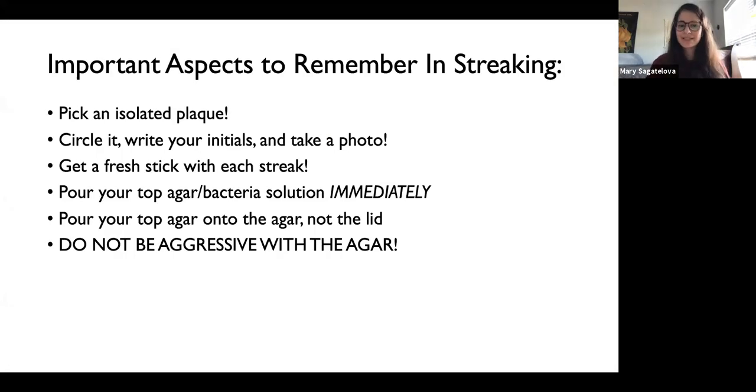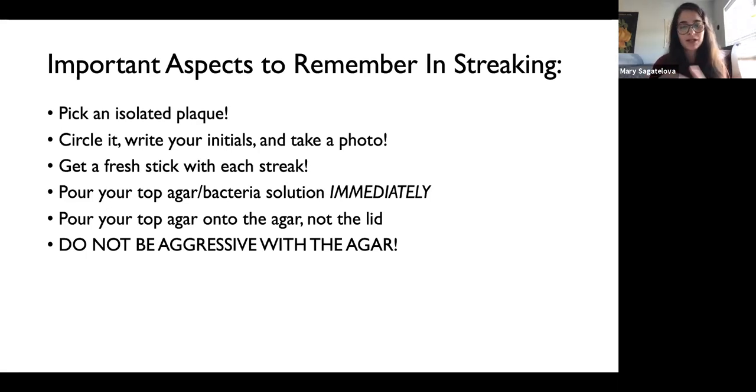So important aspects to remember. This has not changed over the last 2 weeks, but I really want to make sure we're emphasizing these. You're going to pick an isolated plaque, very important. You need to circle it, write your initials, and take a photo. Make sure you're getting a fresh stick with each streak. Make sure you're careful with the stick. Again, they're wooden, you don't want to put them directly into the flames.